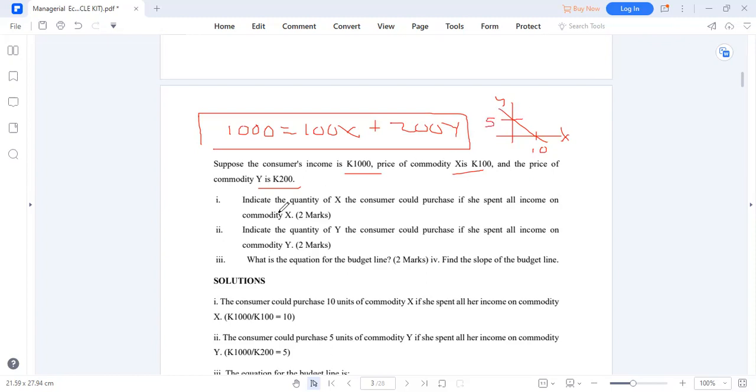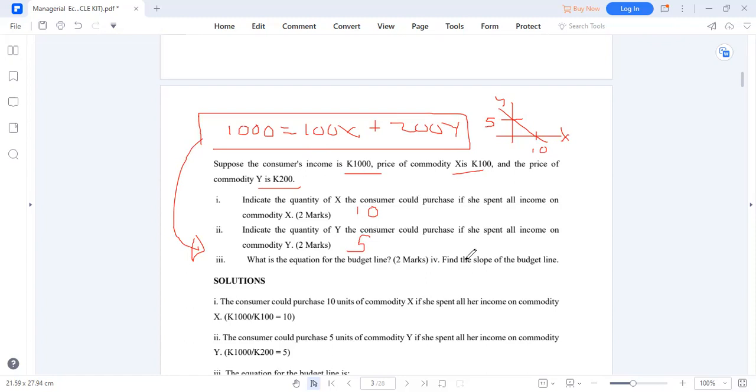So what does this mean? Indicate the quantities of x that could be consumed to spend all the income. So x, we're going to consume how many? 10 units. Indicate the units of y to spend all the income. How many units of y? 5. What is this? It's the budget line. So this is how this question is supposed to be answered.